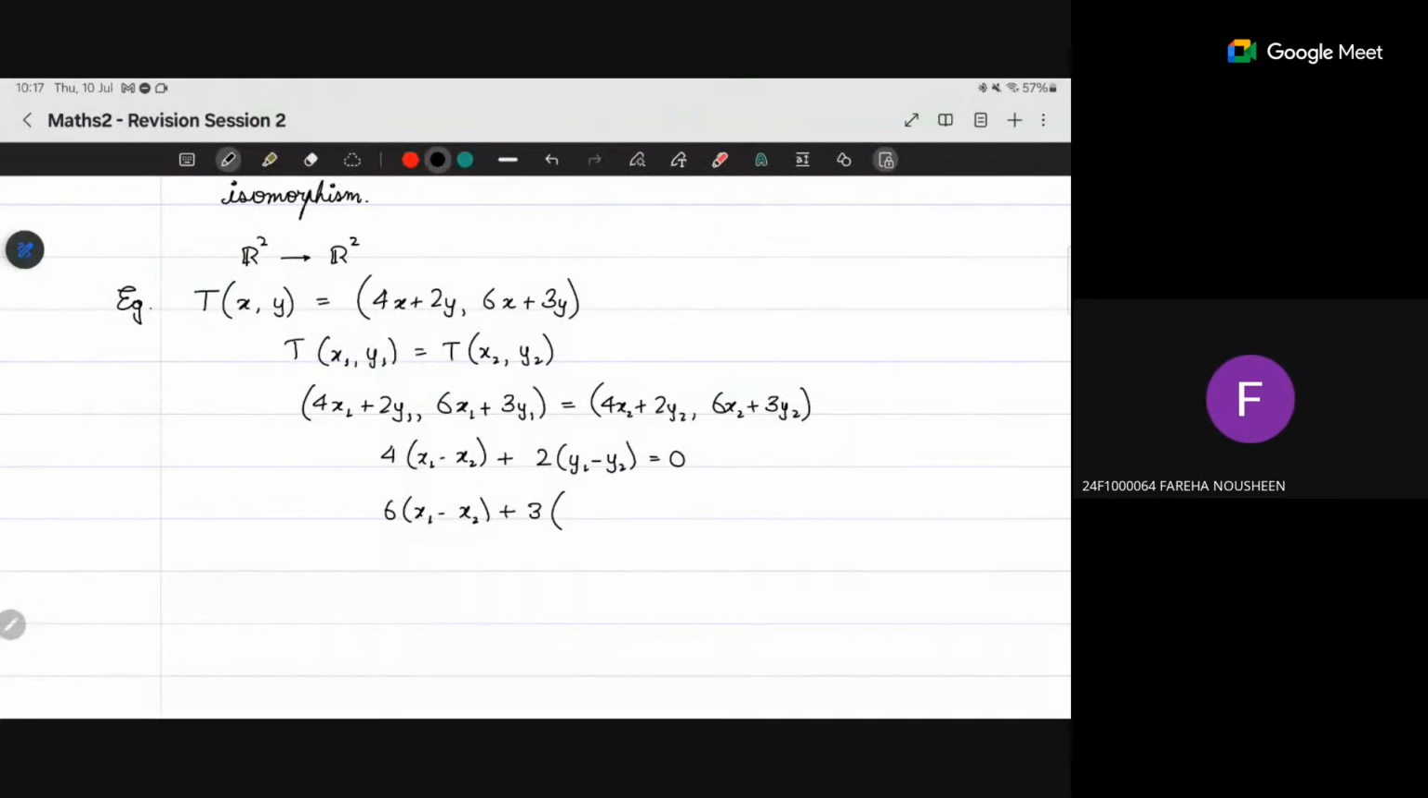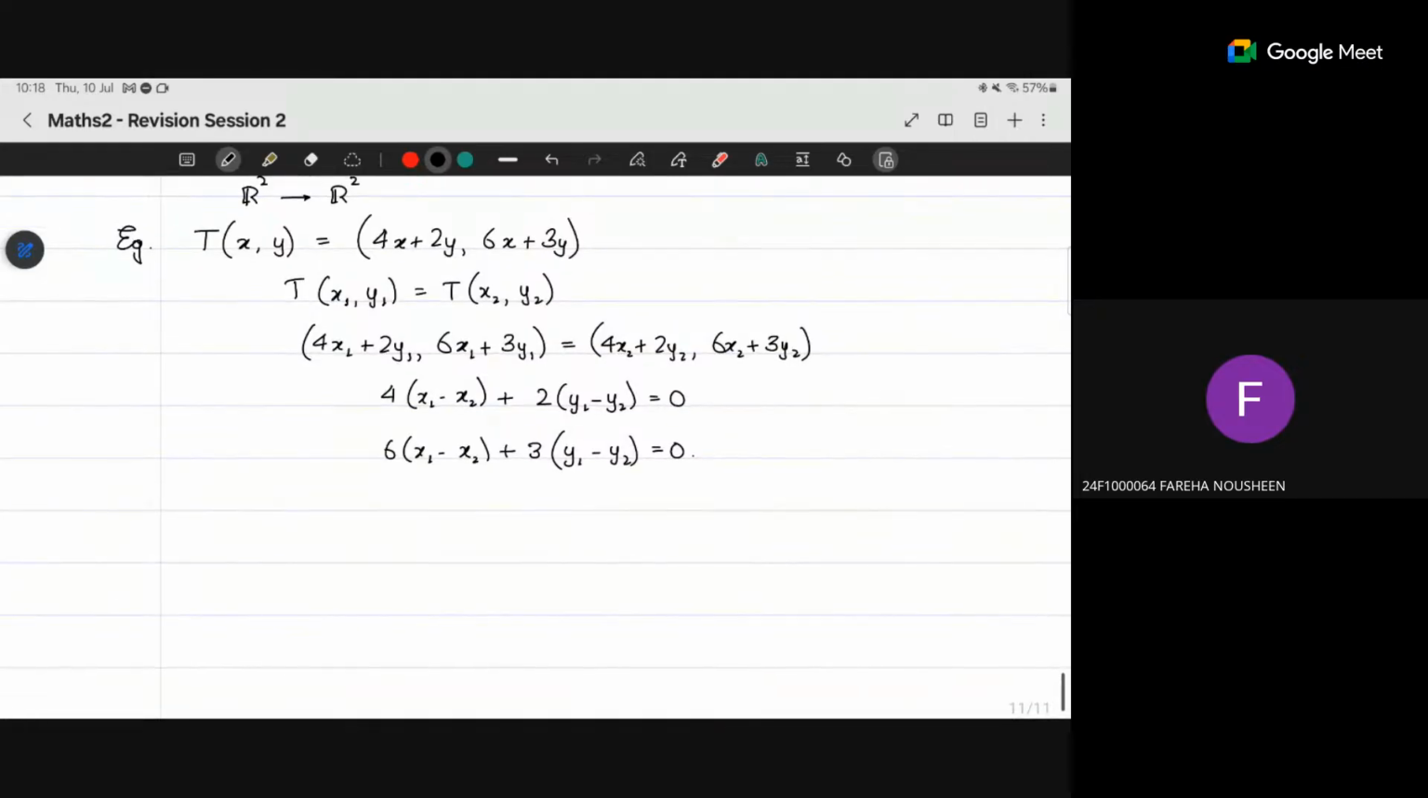Three by 2, right? Yeah, 3 by 2. And if I solve this system of equations for x1 minus x2 and y1 minus y2, we will see that this has infinitely many solutions. For example, x1 minus x2 is equal to some t, and y1 minus y2 is equal to minus 2t. This will satisfy this system of equations.